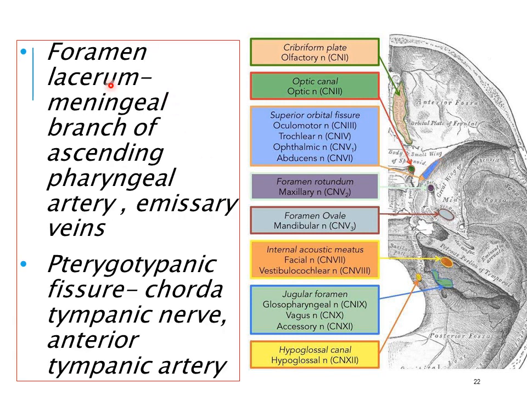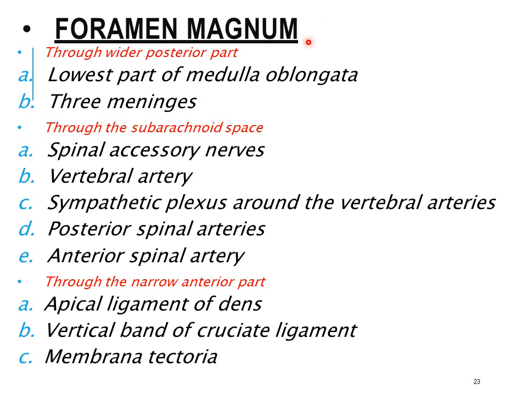So anterior bony aperture of the nose, also known as the pyriform aperture. It is a prominent feature of the mid face. The shape of the anterior nasal aperture is pear shaped, wide below and narrow above. Okay, what are the boundaries of anterior nasal aperture? Above it is bounded by lower border of the foramen magnum. Structures passing through the wider posterior part: we have lowest part of the medulla oblongata and three meninges, the dura mater, arachnoid mater and the pia mater.